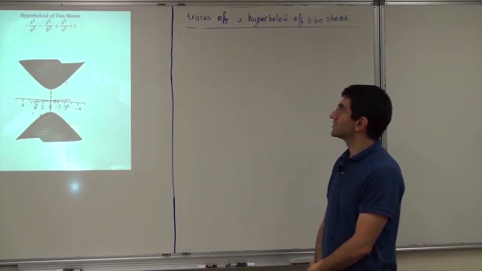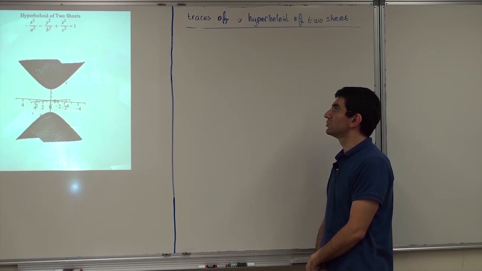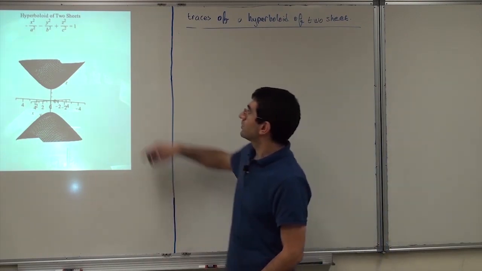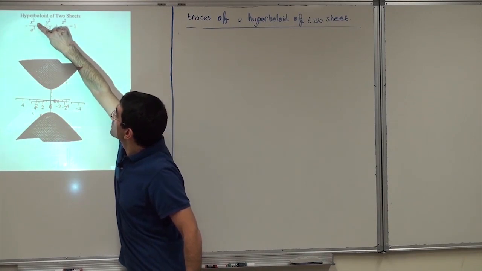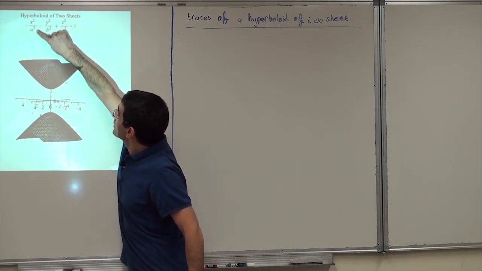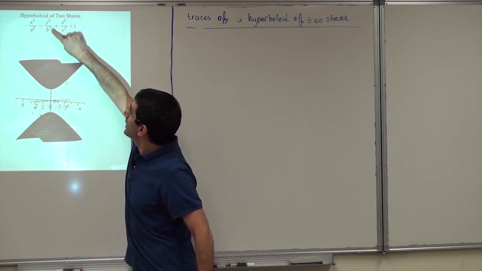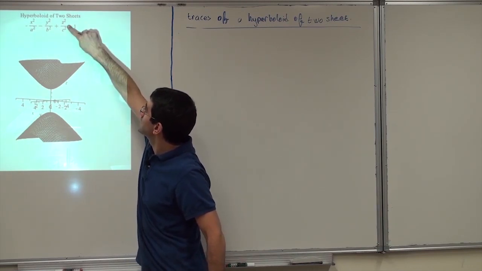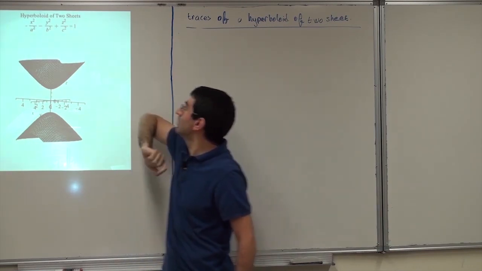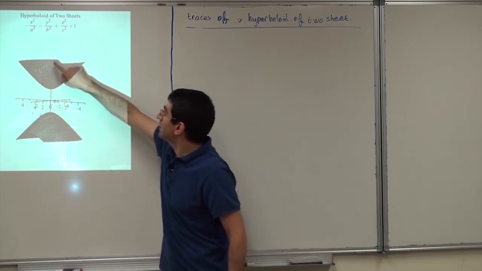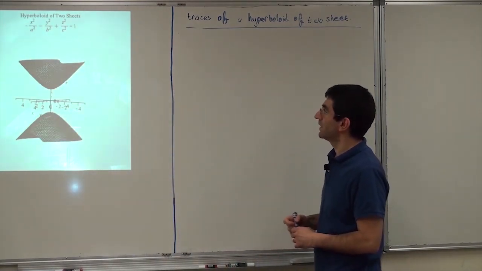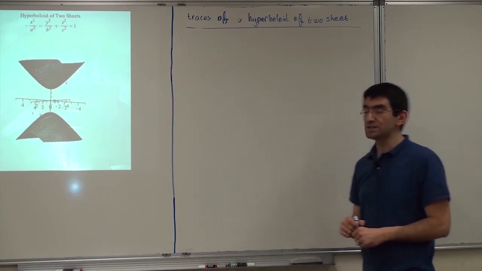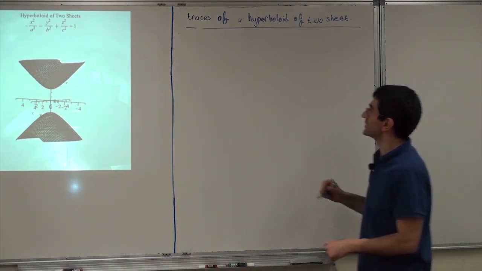Our next quadratic surface is the hyperboloid of two sheets. The general form of the equation of a hyperboloid of two sheets is as follows. It's negative x squared over a squared minus y squared over b squared plus z squared over c squared is equal to 1. And the graph of this equation is as shown in the picture.